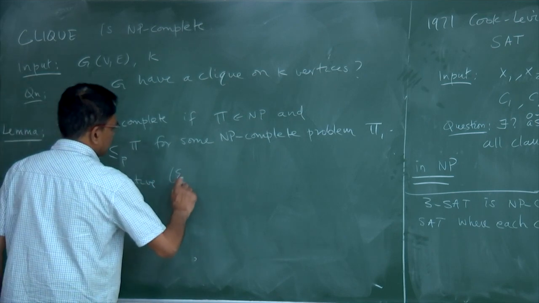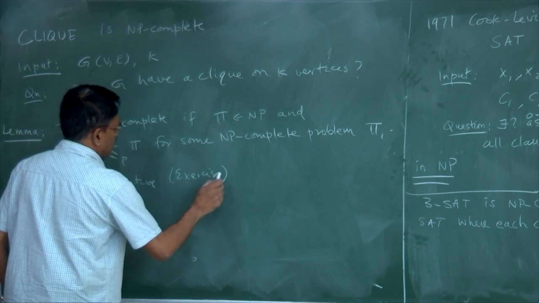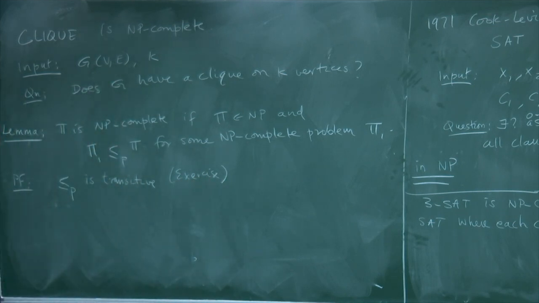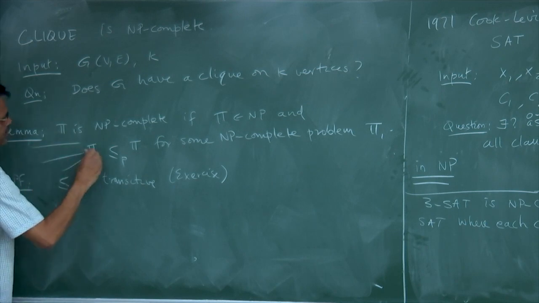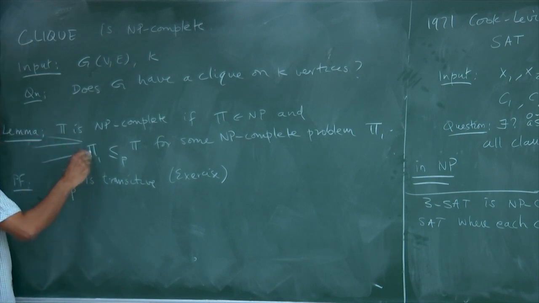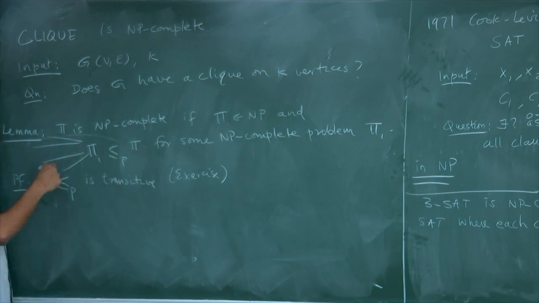I will leave this as an exercise: if pi 1 reduces to pi 2 and pi 2 reduces to pi 3, then pi 1 reduces to pi 3. You can take the composition of the functions and reduce an instance to an equivalent instance of pi 3. Since pi 1 is already NP-complete, every problem in NP polynomial time reduces to pi 1, and pi 1 reduces to pi. Because of transitivity, every problem reduces to pi, and you would have satisfied the second condition of the definition of NP-completeness.